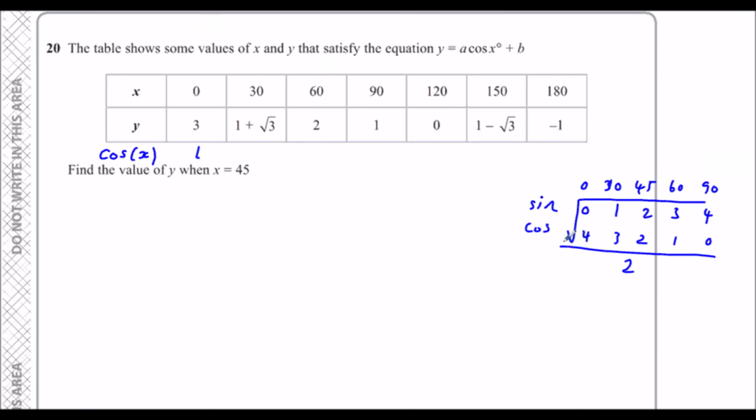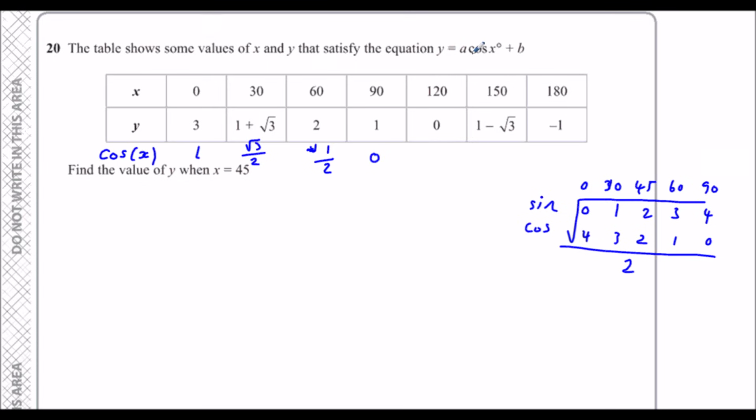At 30, it's root 3 over 2. At 45, it's root 2 over 2. At 45 is not there. At 60, it's root 1 over 2, which is a half. At 90, it's 0. So hopefully we've got enough information here to work out what a and b are.